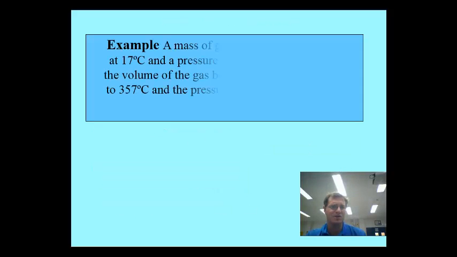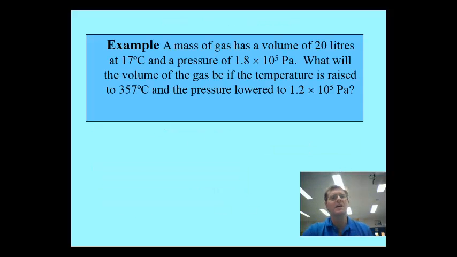So here's a question which I guess is to think like that. A mass of gas has a volume of 20 litres at 17 degrees centigrade and a pressure of 1.8 times 10 to the 5 pascals. What will the volume of gas be if the temperature is raised to 357 degrees centigrade and the pressure is lowered to 1.2 times 10 to the 5 pascals? Take a moment, do your calculation, and now here is the answer.